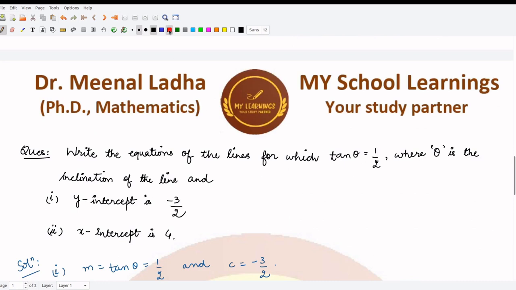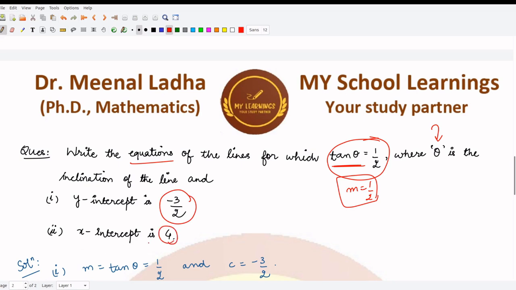In this question, they are saying that we have to calculate the equation of line when tan theta is given to you as 1 by 2. Now most of the students just have a fear of this theta. Whenever they see this theta, they say the question is too hard for us to solve. Instead, it is nothing but tan theta is m, so basically m is given to you. And moreover, in the first part we are given the y-intercept as minus 3 by 2, and in the second part we are given the x-intercept as 4. So these are nothing but formula based questions, so they are very simple.